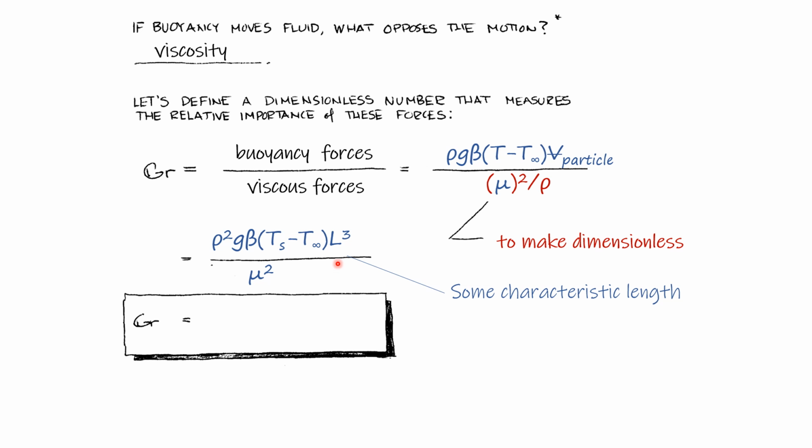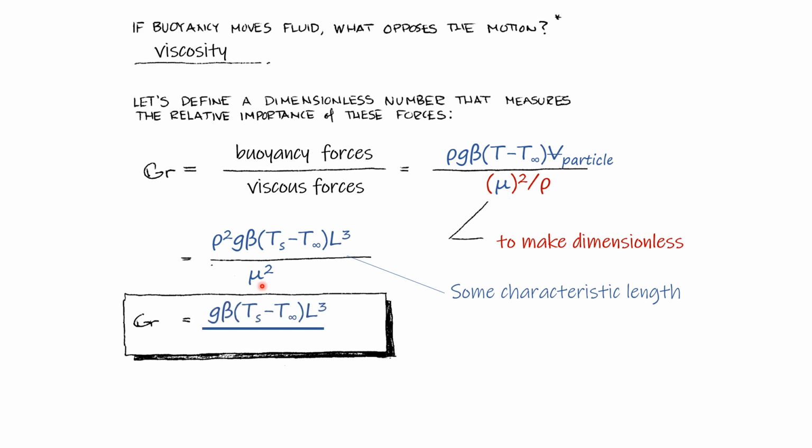This might be a length of a plate. It might be a gap distance between two plates, something like that. We're almost in our final form. We've got mu, we've got rho. Do you remember what mu over rho is? It's nu. That's right, the kinematic viscosity.